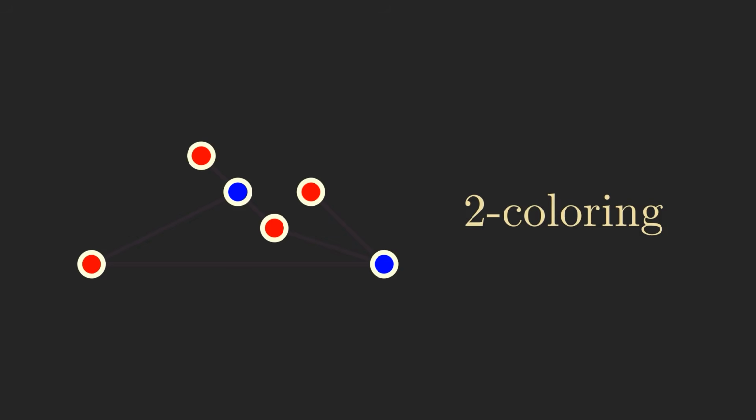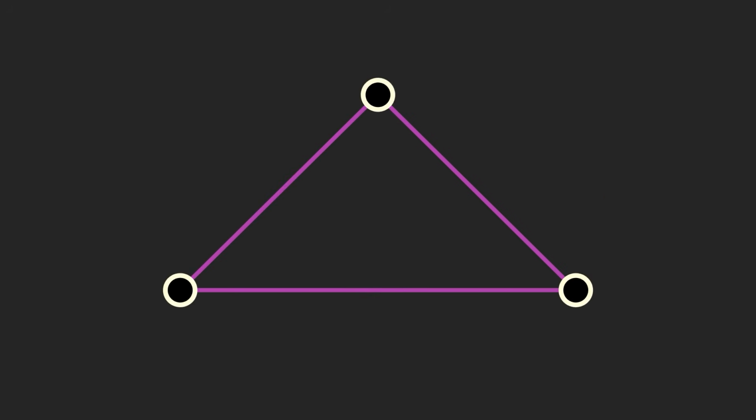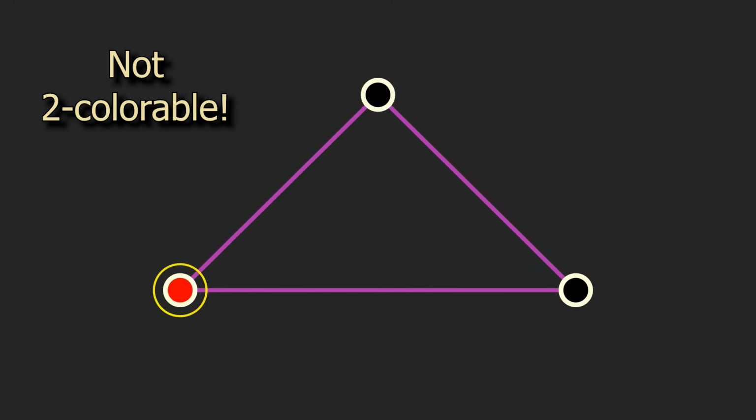A lot of graphs are not two-colorable. A simple example would be this triangle-shaped construction. We can start off by coloring this vertex red and this other vertex blue, but for the third vertex, we're stuck. Coloring it red causes a conflict with the other red vertex along the edge on the left, and coloring it blue causes a conflict with the other blue vertex along the edge on the right.